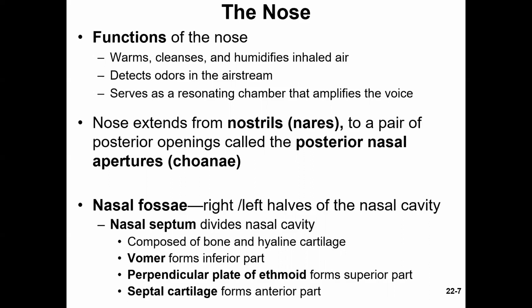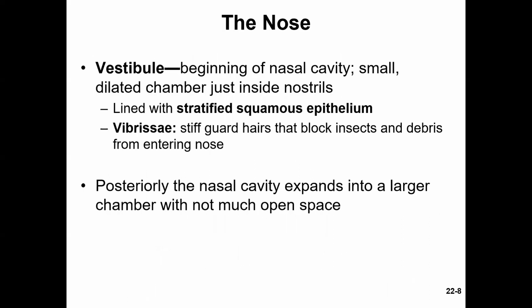It's composed of bone and hyaline cartilage. The vomer forms the inferior part. Perpendicular plate of the ethmoids forms the superior part, and the septal cartilage forms the anterior part. The vestibule is the beginning of the nasal cavity. There's a small dilated chamber just inside the nostrils. These are lined with stratified squamous epithelium. Vibrissae are stiff guard hairs that block insects and debris from entering the nose.